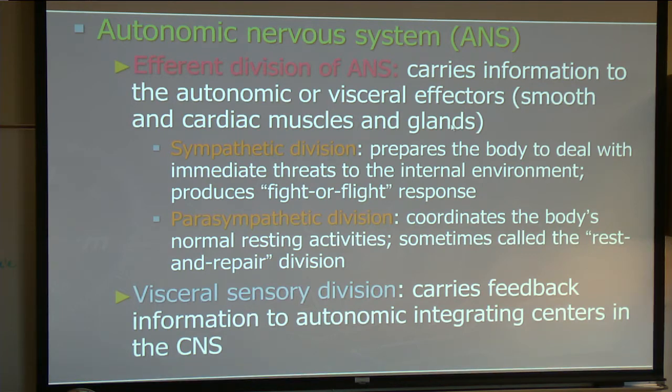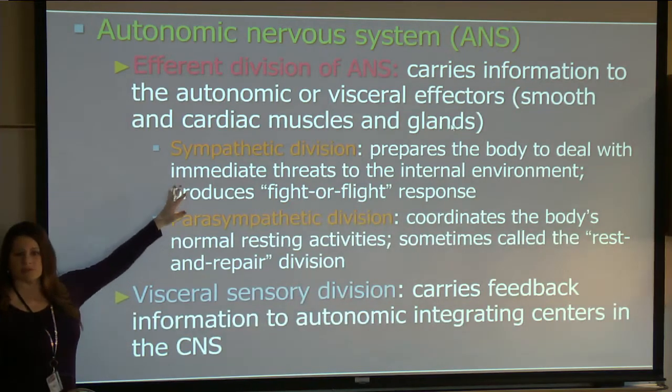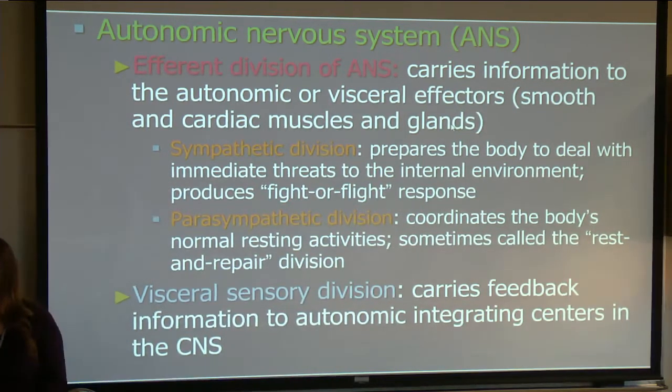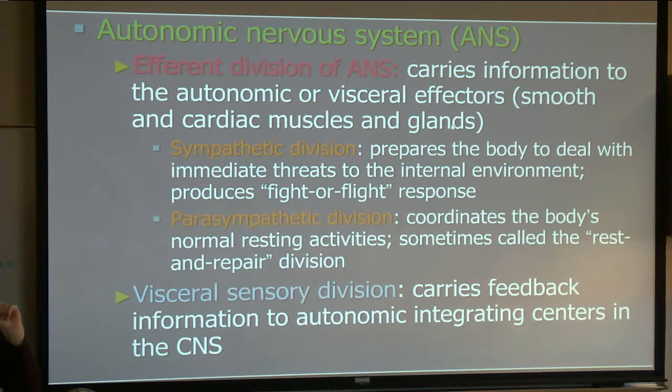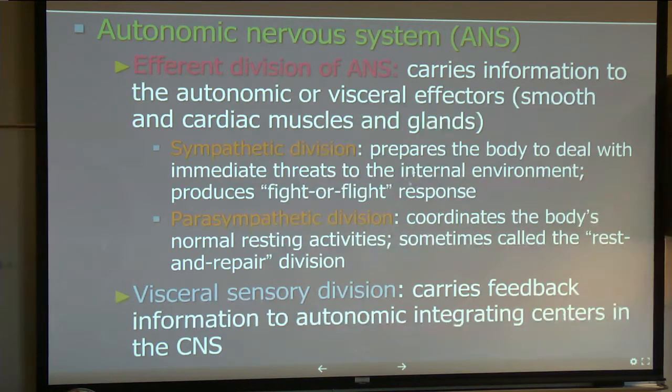And of course, with the autonomic, this automatic division, we have two subdivisions, either sympathetic, which is fight or flight. We need to fight some situation or run away from the situation, so your body prepares for those events. And then parasympathetic, this is when we kind of go back to normal, so our regular resting activities. Again, you can call it rest and repair, or sometimes rest and digest. So that is the difference between the two.